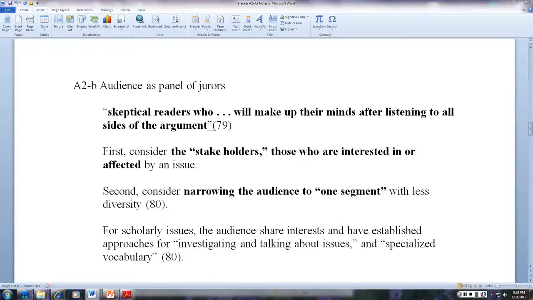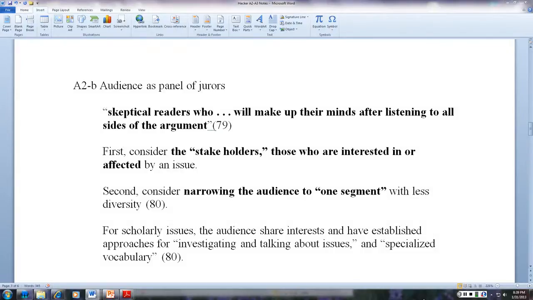And finally, in this section, when you are thinking in terms of your argument and presenting it, you need to think of the fact that you are speaking to a panel of jurors. They're going to make up their minds after they listen to all sides of the argument. You need to make up your mind after you have listened to all sides of the argument. Think about who's interested or affected by the issue. Think about the situation so you would know who would be.